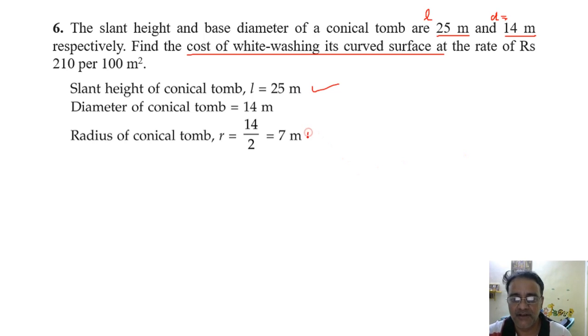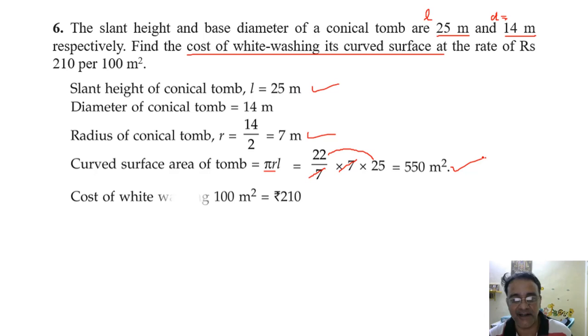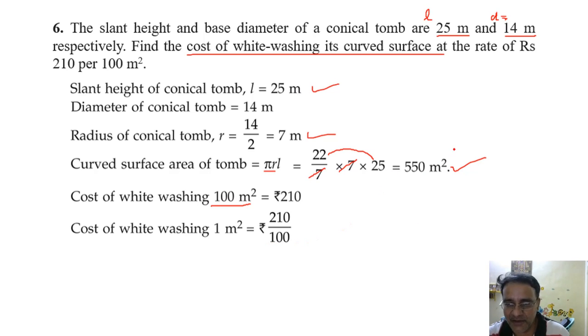Fine. So now we are going to find the curved surface area. Pi r l. Substitute all the values. Pi is 22 by 7, r is 7 and l is 25. So 7 cancels and if you multiply you will get 550 meter square. Now the cost of 100 meter square is given as 210. Right? So what is the cost of 1 meter square? 210 divided by 100. Very good. 210 by 100. And what is the cost of 550 meter square?